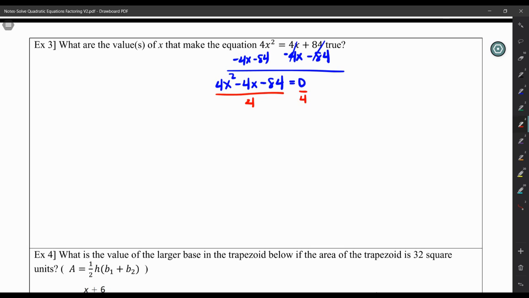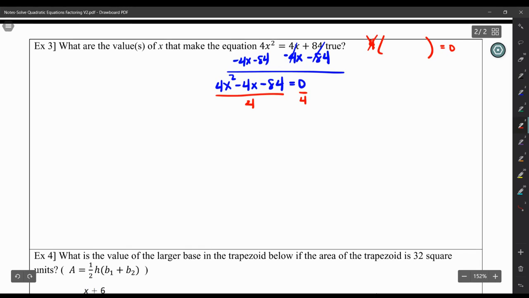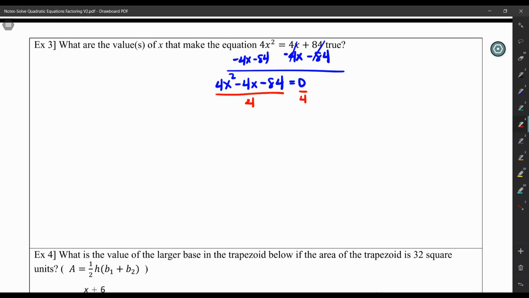Now, we don't actually have to keep the 4. When you were just factoring, you would pull the 4 to the outside and have whatever was left on the inside. But now that we have this equals 0 part, I don't need to keep the 4 anymore. Since we're actually solving and we've divided everything left and right by 4, we can get rid of the 4 now. So this 4 is gone, and this makes an x squared minus x minus 21, and then 0 divided by 4 makes 0.